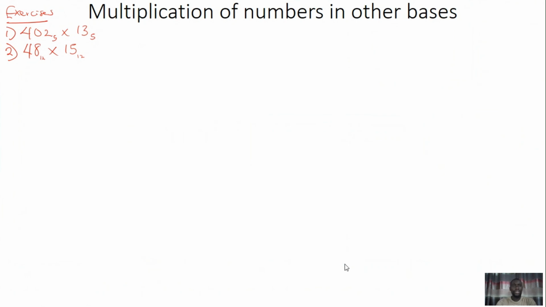In this video, I'll be teaching you how to do multiplication of numbers in other bases than base 10. I'll be explaining this using the exercises on the screen. Let's look at the solutions to these exercises.